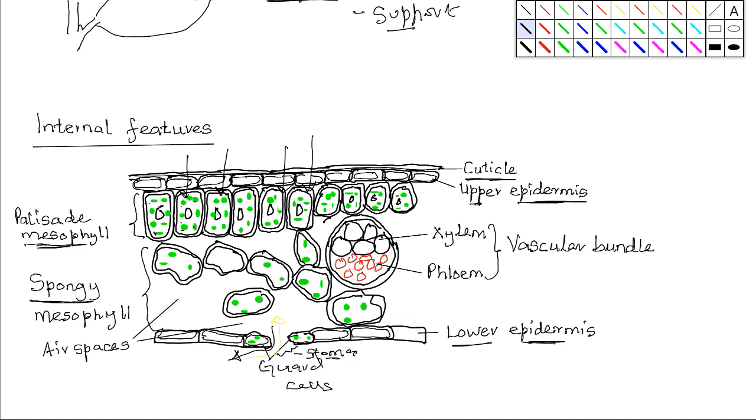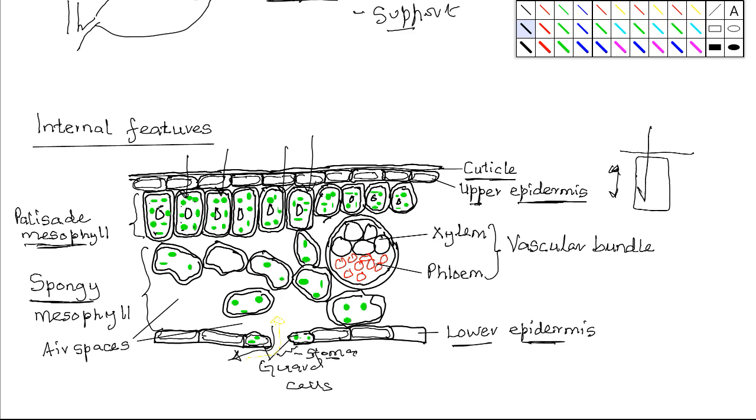The cells are arranged such that their long axes are perpendicular. So if you see the orientation of the cells, this is their long axis. It is perpendicular to the surface of the leaf. So that is the surface of the leaf, and the long axis of the cell is perpendicular to the leaf surface so that it can receive maximum light.